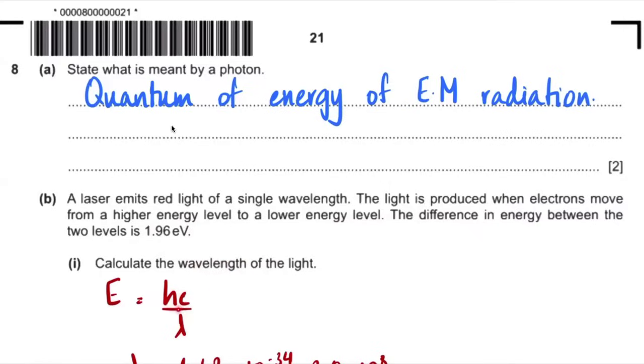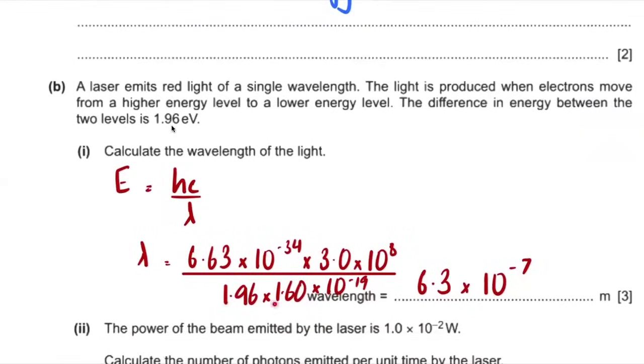So lambda equals hc over E, but keep in mind that you'd also have to convert this energy from electron volt to joule, so you just multiply this by 1.6 into 10 to the negative 19. So h is Planck constant, c is speed of light, and I've rearranged this, right? So lambda equals hc over E, so 1.96, and to convert this to joules, I multiply by the charge of an electron. Wavelength turns out to be 6.3 into 10 to the negative 7 meters.